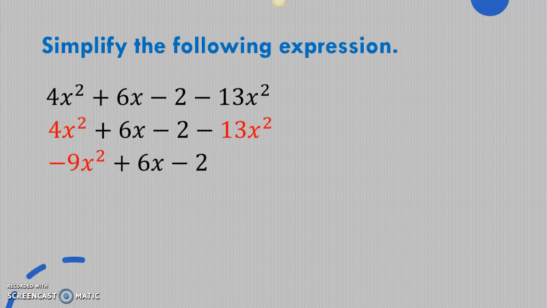Here we want to simplify the following expression, and we do that by combining like terms. So our like terms, remember, have to have the same exponent and the same variable. Looking at that, we have 4x squared and we have our negative 13x squared, which are alike. So we can combine those two terms and get negative 9x squared. Then we still have our 6x and our minus 2. We bring those down for a final answer of negative x squared plus 6x minus 2.